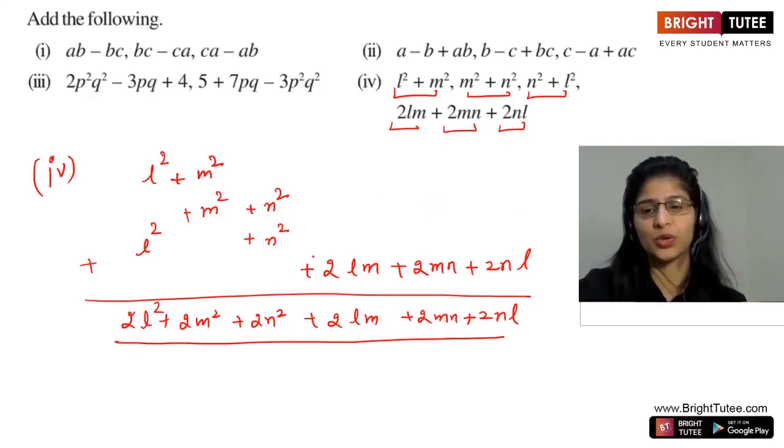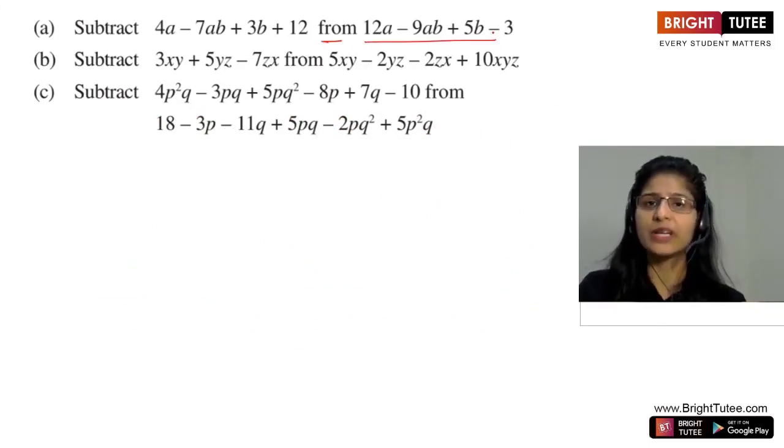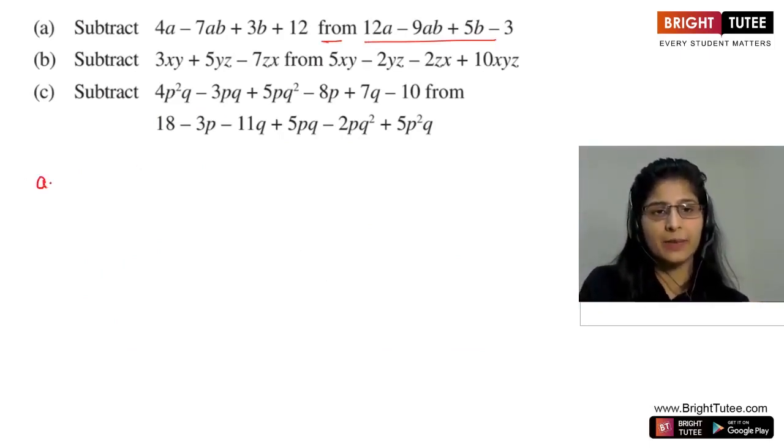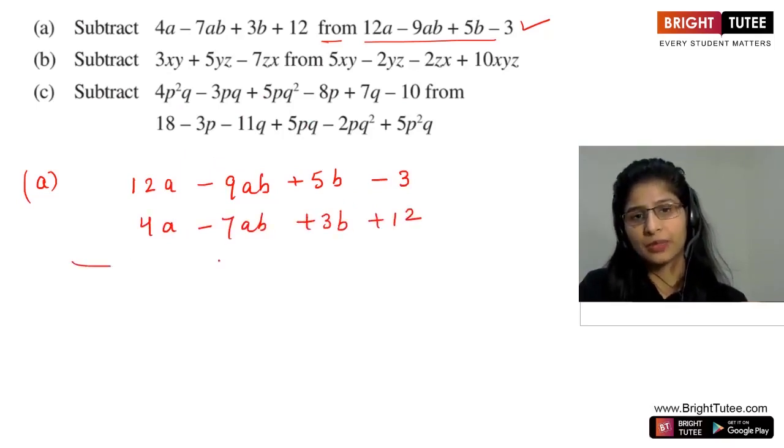Let's move ahead and do one more question. So this question is based on the subtraction. I told you whatever is written after from, that will come up first. From that you have to subtract the previous one. So let us try A part. So we'll write after from this is there. We have to subtract from this 12a minus 9ab plus 5b minus 3. These are the four terms in it. And we have to subtract 4a minus 7ab plus 3b plus 12 from this.